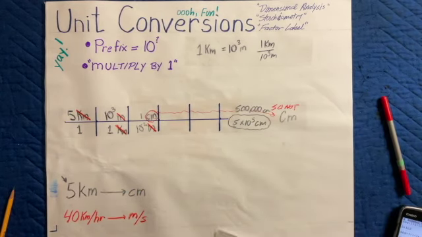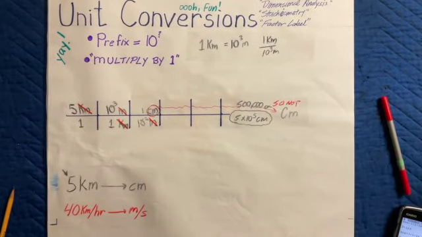So that is how you do a 1-unit conversion. Next time we'll look at a rate conversion, so 40 kilometers an hour.